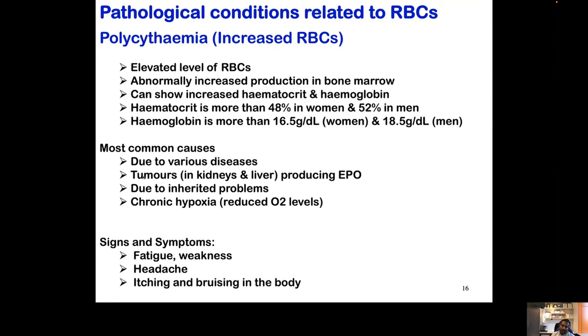So what are the signs and symptoms here? It will be fatigue and weakness. Even though we have more red blood cells and more hemoglobin, the tissues are not getting a sufficient amount of oxygen and other nutrients. Therefore, it's a big problem. And then headache, we will get a lot of headache because the blood supply will get affected. Then we will get itching and bruising in the body, particularly in the skin region. If you have lots and lots of cells, they will start to aggregate here and there, particularly platelets, and they will cause some itching and bruising. So these are the problems caused by polycythemia, which is an increased level of blood cells.